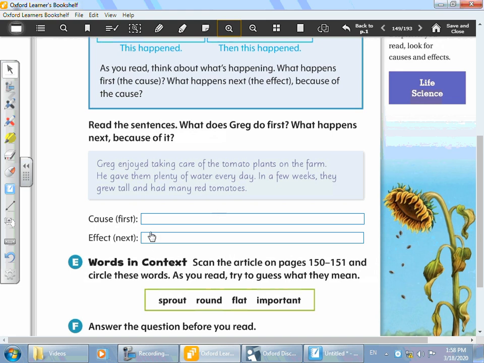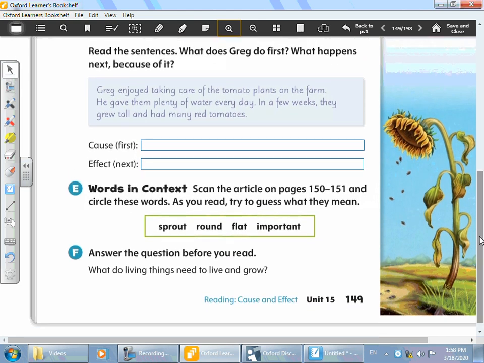Excellent! He gave them plenty of water every day. So the cause is that Greg gave them plenty of water every day. This is the first thing that happened. What's the second thing that happened because of it? Very good. They grew tall and they had many red tomatoes. So the effect is they grew tall and had many red tomatoes. Excellent. Okay, so I hope you all understand now.